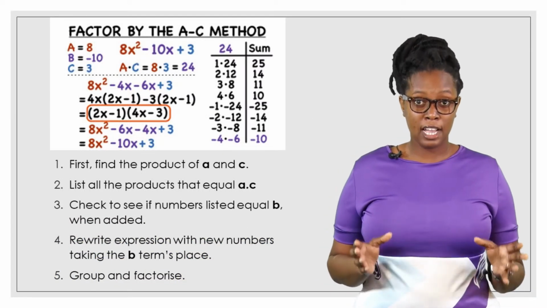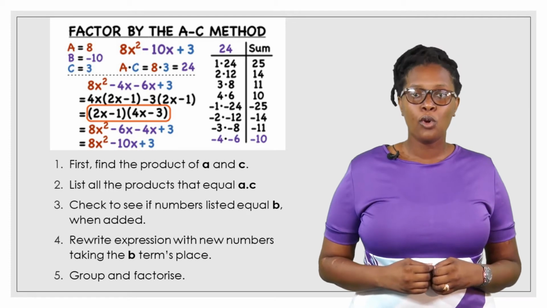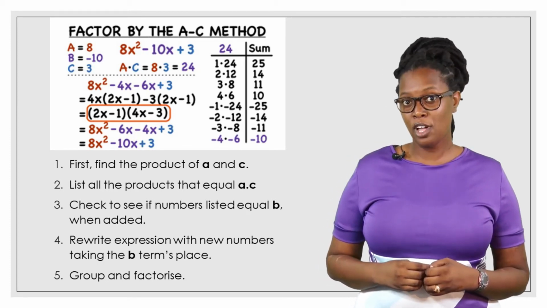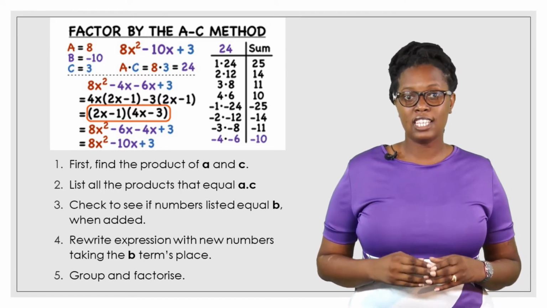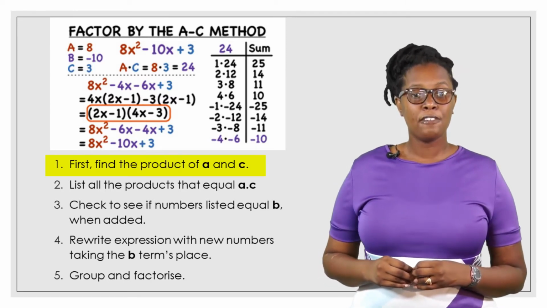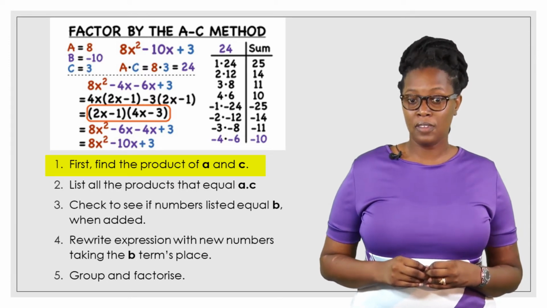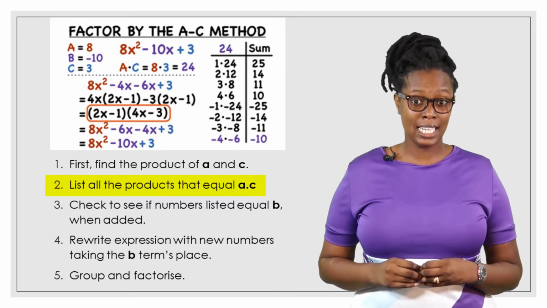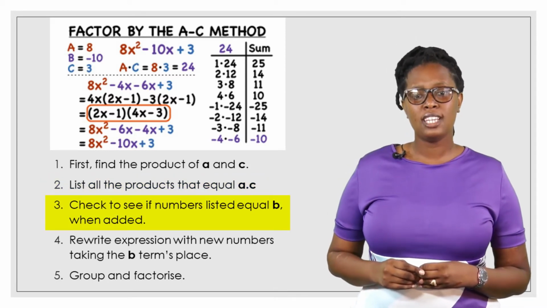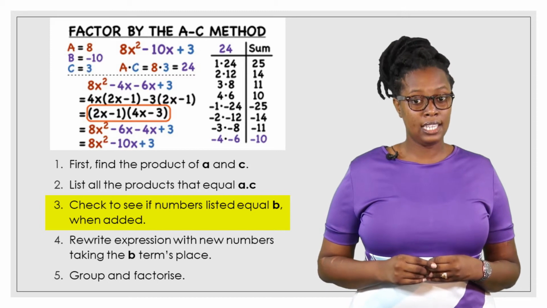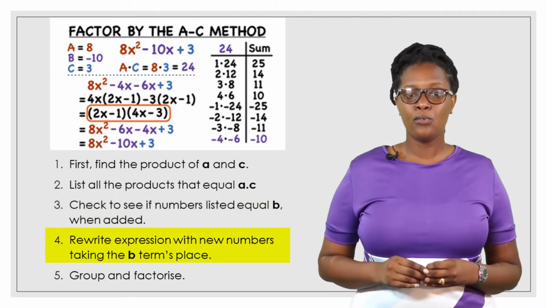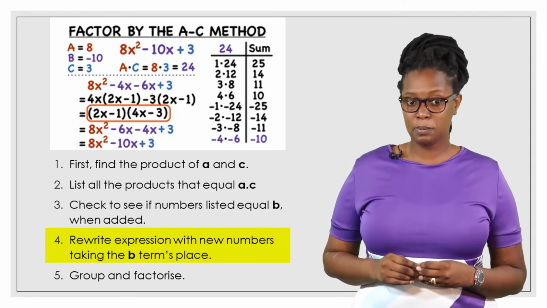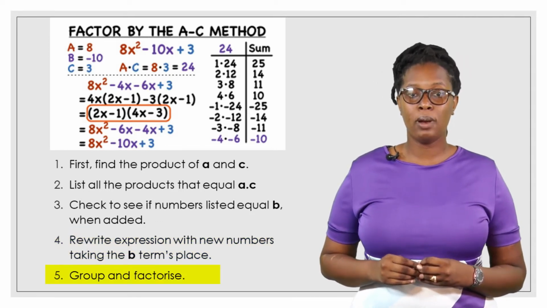In order for us to factorize a quadratic expression, we can use the AC method. There are 5 simple steps for us to follow. First, we have to find the product of a and c. Second, we list all the products that equal a times c. Third, we check to see if the numbers listed equal b when added. Fourth, we rewrite the expression with the new numbers taking the b term's place. And fifth, we group and factorize.